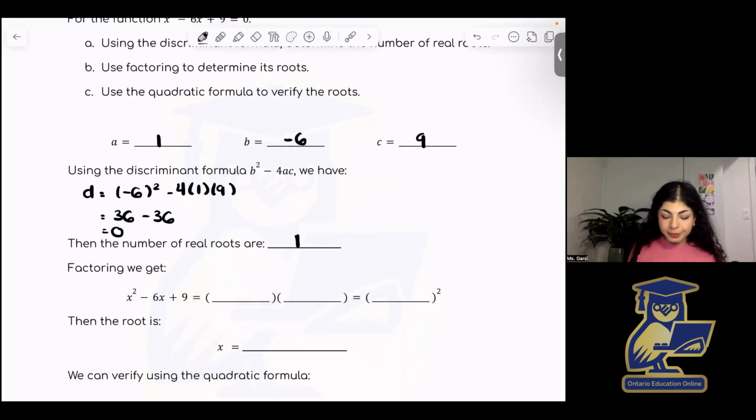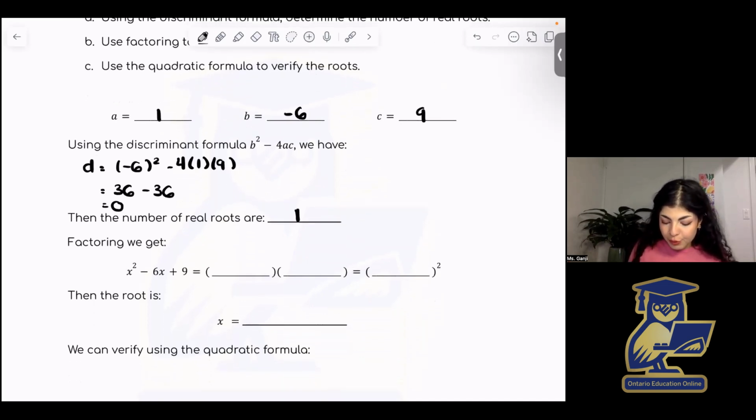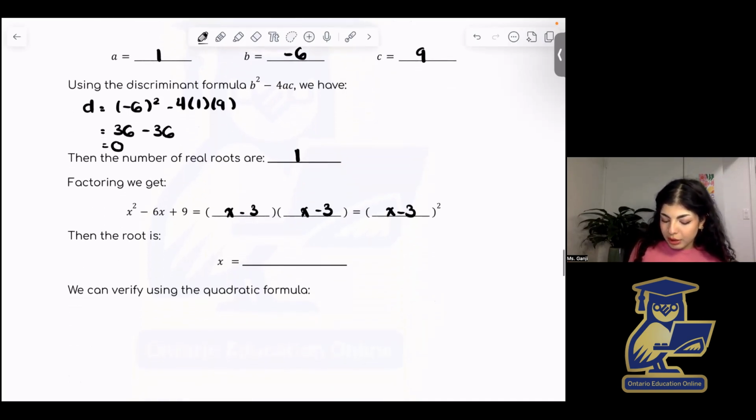Only one real root. And factoring, you should have gotten that we get x minus 3 and x minus 3, which is just x minus 3 squared. So even if you didn't see this as a perfect square right away, if you tried the decomposition method, you would have still got the same answer. And so the root here is just 3.